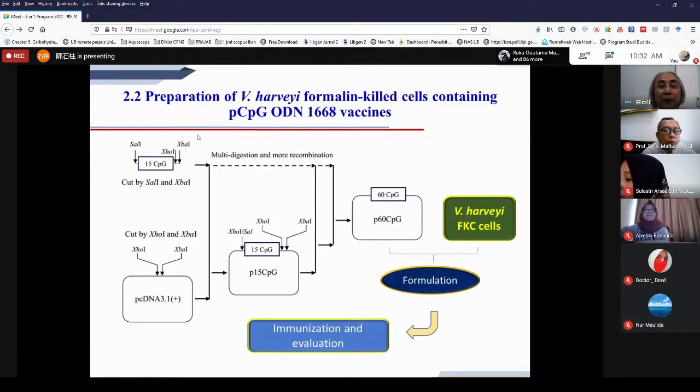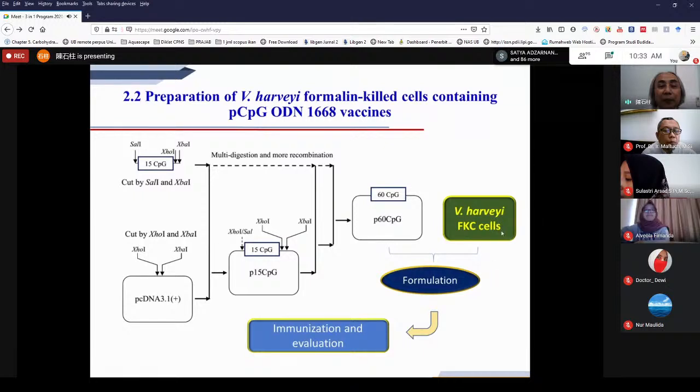We synthesize only 3 copy, and after that, we can use the cloning technology to make more copy number. So we call that 50 copy, 30 copy, or 60 copy, and mix it with the formalin-killed cell. This was the adjuvant. This is the vaccine candidate.